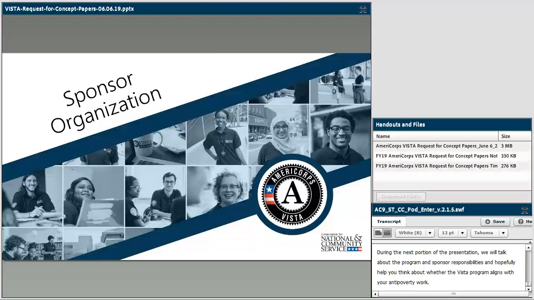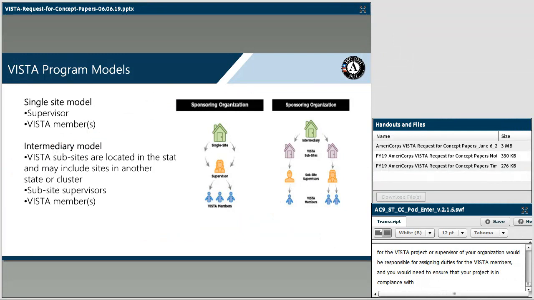So good to know, if you apply and are selected to be a VISTA sponsor, you would join sponsors from around the nation who are fighting poverty in their communities. So like a lot of folks on the call today. The project director for the VISTA project, or the supervisor of your organization, would be responsible for assigning duties for the VISTA members, and you would need to ensure that your project is in compliance with the federal VISTA policies and procedures. So lots of good stuff comes along with being a sponsor, as well as some key responsibilities.